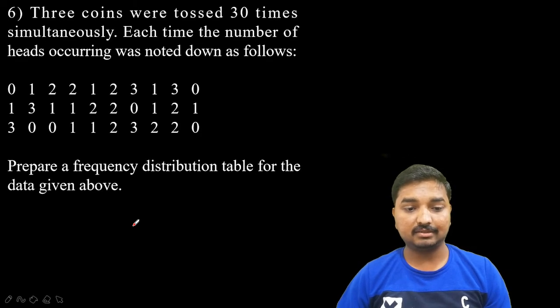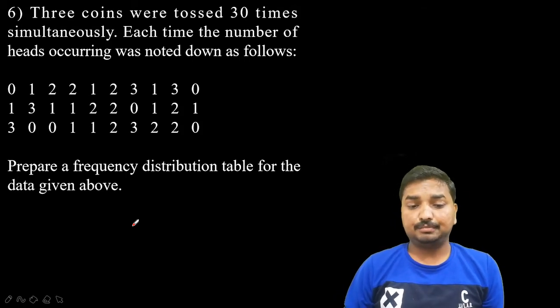So here is the next question, question number 6. 3 coins were tossed 30 times simultaneously. Each time the number of heads occurring was noted down as follows. Okay, and this is actually an experiment. In an experiment, 3 coins were tossed 30 times simultaneously. Each time the number of heads occurring was noted down as follows.